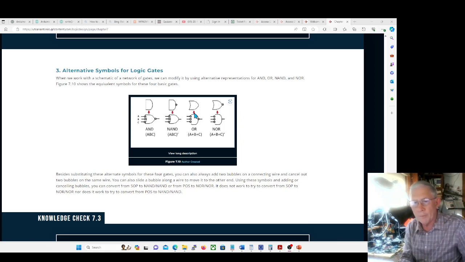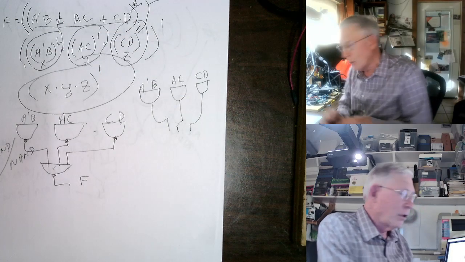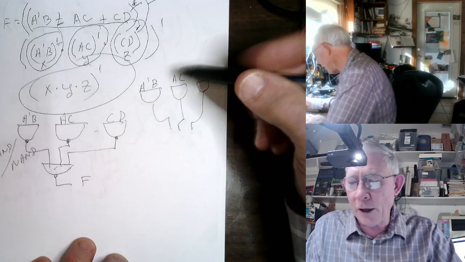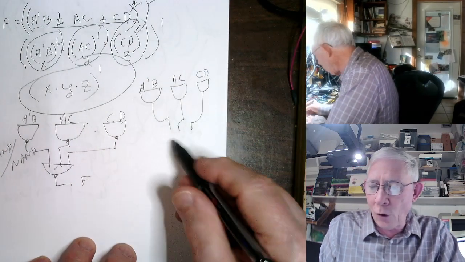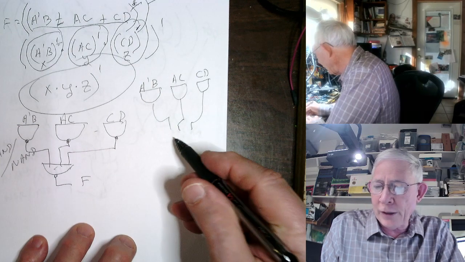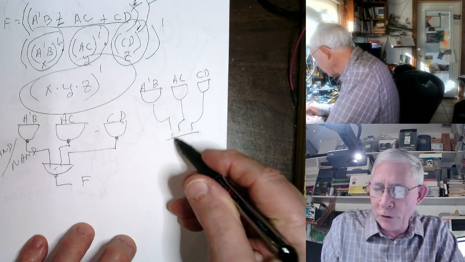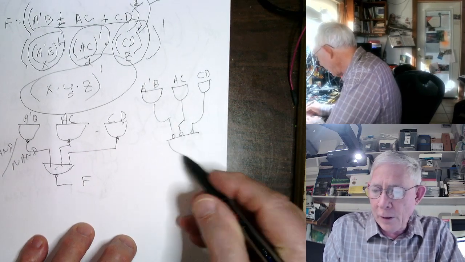Oh, sorry, you couldn't see that. So the equivalent symbol for an output OR gate is an AND gate with inverters on the inputs and the output. So let me do that. Okay, so I'll show you the paper. All right, so here's my gate. This is my SOP form, and normally I'd have an OR gate here, but I'm going to substitute a NAND gate, and it's going to have bubbles on all the inputs and a bubble on the output.